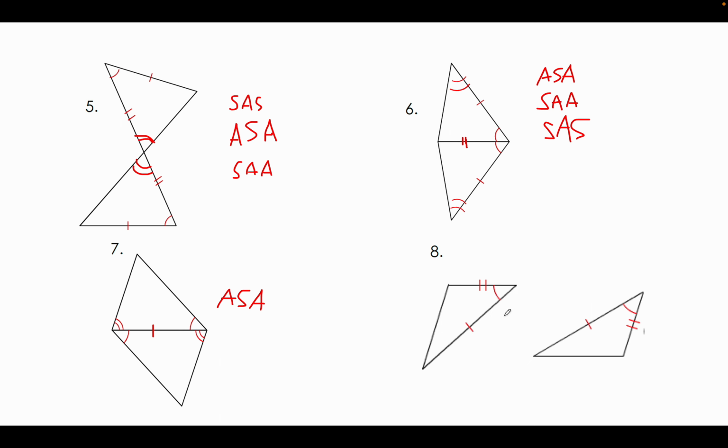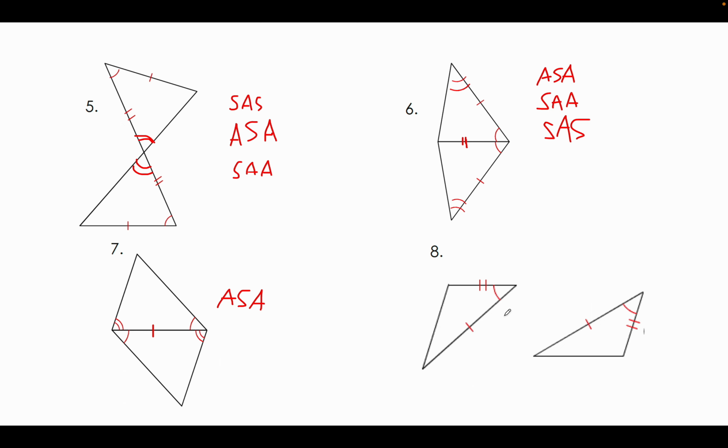Number 8. So you need to remember these postulates and theorem because we will be needing this information to prove that the triangles are congruent. Number 8. SAS, po, sir.